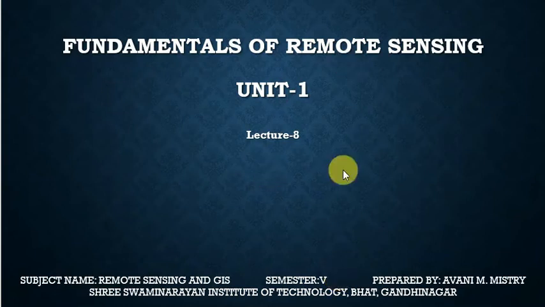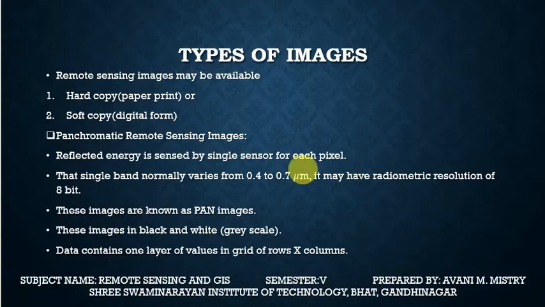Today we continue with the fundamentals of remote sensing, lecture number 8, types of images. Remote sensing images may be available in hard copy, that is paper print, or soft copy, that is a digital form.